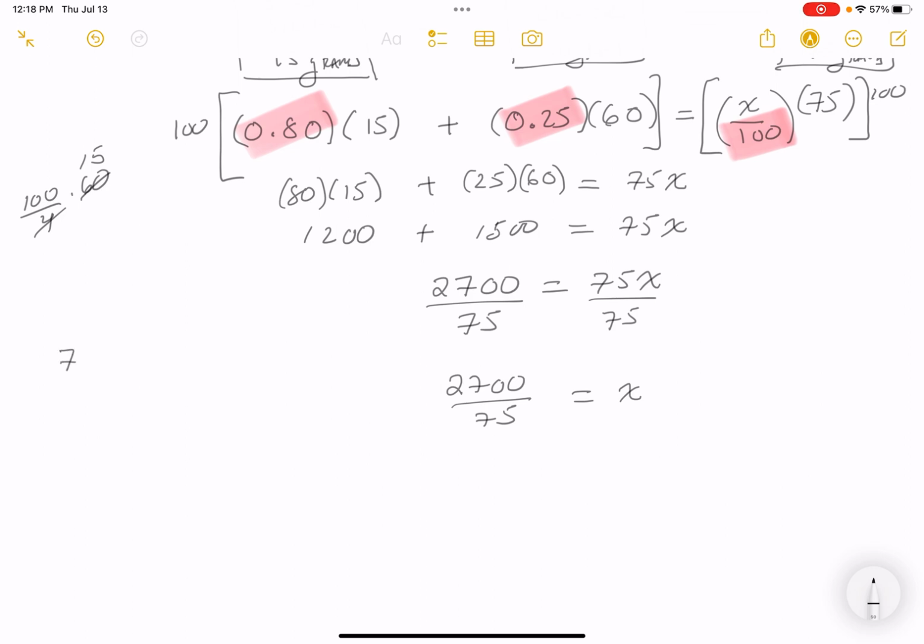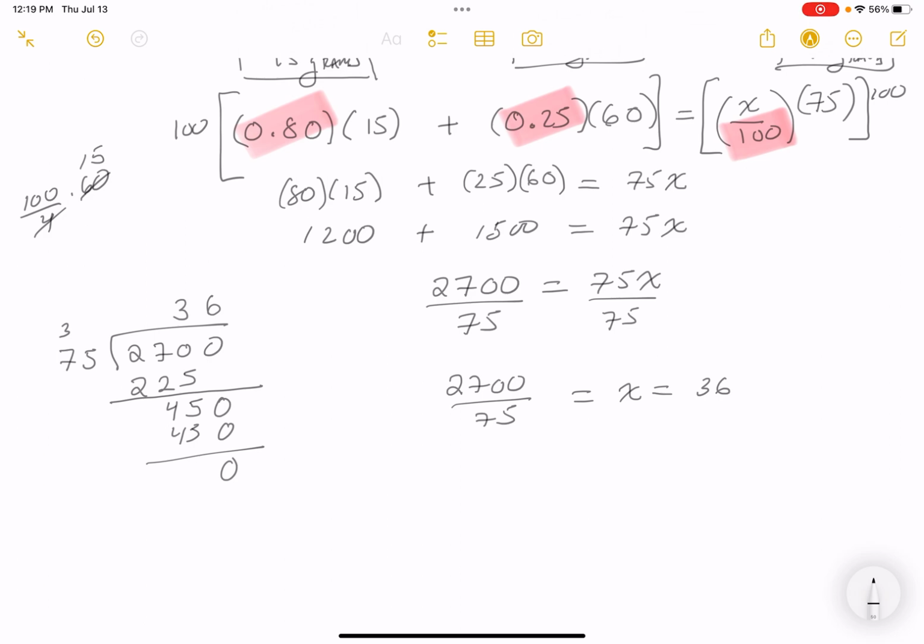I'm going to write 75 into 2,700. Let's see, I'm going to say 3, and that's going to be 225. I'm going to subtract. What are you going to get there? Let's see, you're going to get 45. Put a 0 there. And then I'm going to say 6. 6 times 5 is 30, and 6 times 7 is 42, plus 3 is 45. What do you get there? 0. So what's the answer over here? It's actually 36.